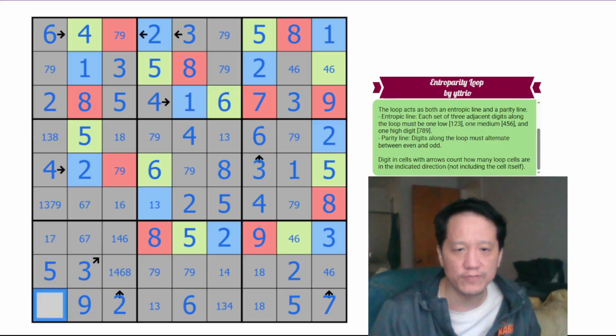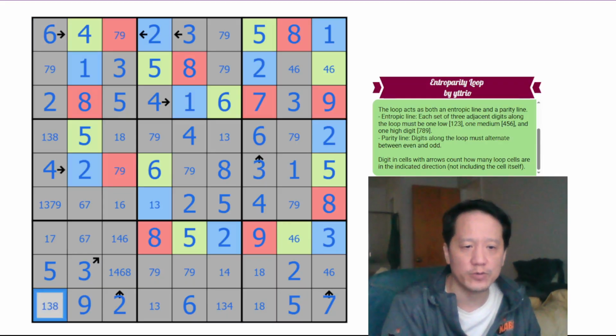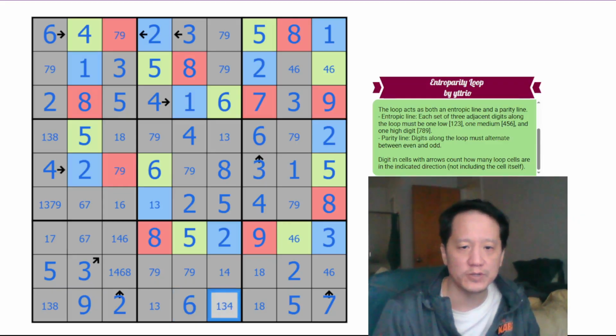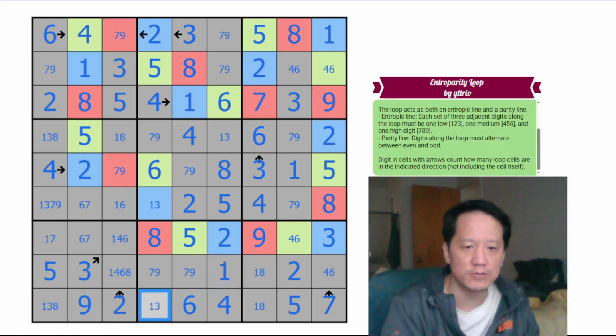This is 1, 3, 4, or 8. Cannot be 4 because of 4 in the column. Where is 4 in row 9? It has to be here. So this is 4, which makes this 1, which makes this 3, which makes this 1. That means this can't be 1 here.